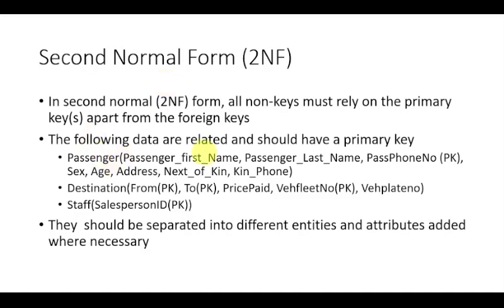So the following data are related and should have a primary key. For example, we have the passenger. Everything about the passenger's first name, last name, phone number, sex, age, address, next of kin, and the kin's phone are all related. So we put that under the passengers table. Now, automatically, second normal form says that all non-keys must rely on the key. So remember, we use serial number as a key.